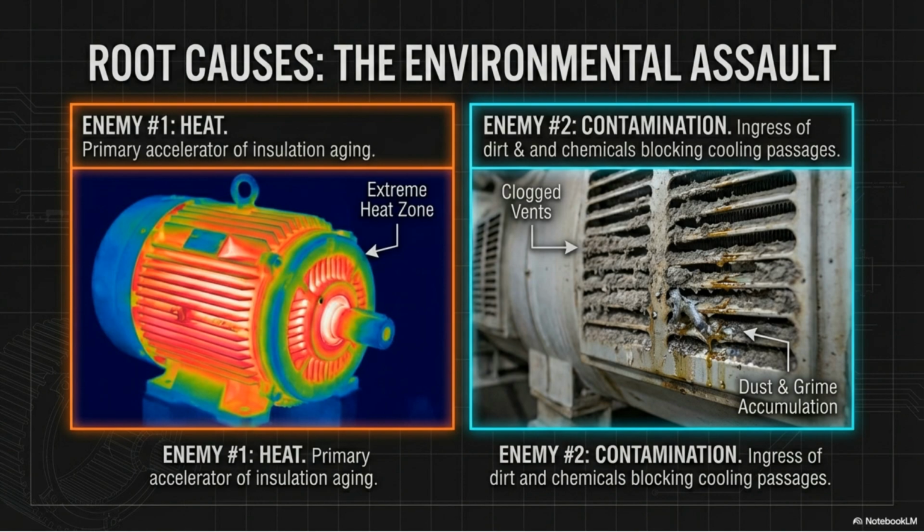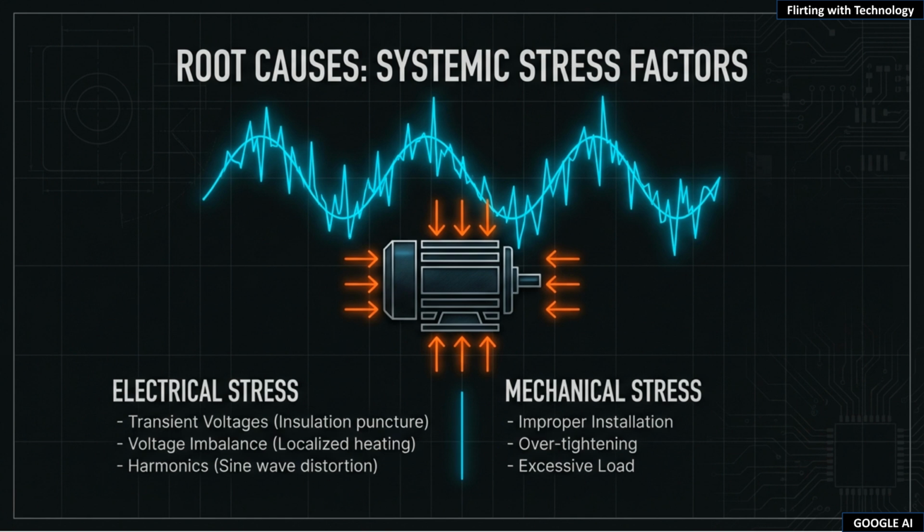Root causes often stem from environmental factors. Enemy number 1 is heat, accelerating insulation aging. Enemy number 2 is contamination, such as dirt and chemicals blocking cooling passages. Systemic stress factors include electrical and mechanical stress. Electrical stress involves transient voltages and voltage imbalance, while mechanical stress relates to improper installation, over-tightening, and excessive load.